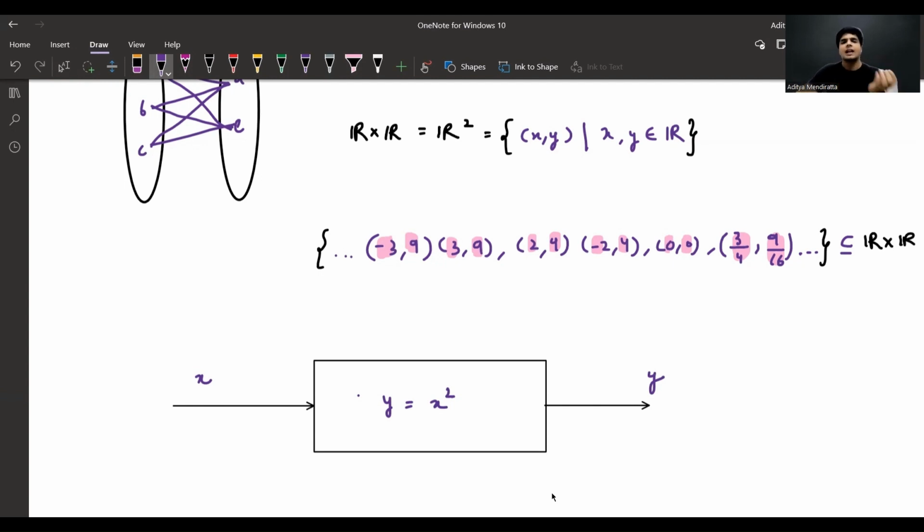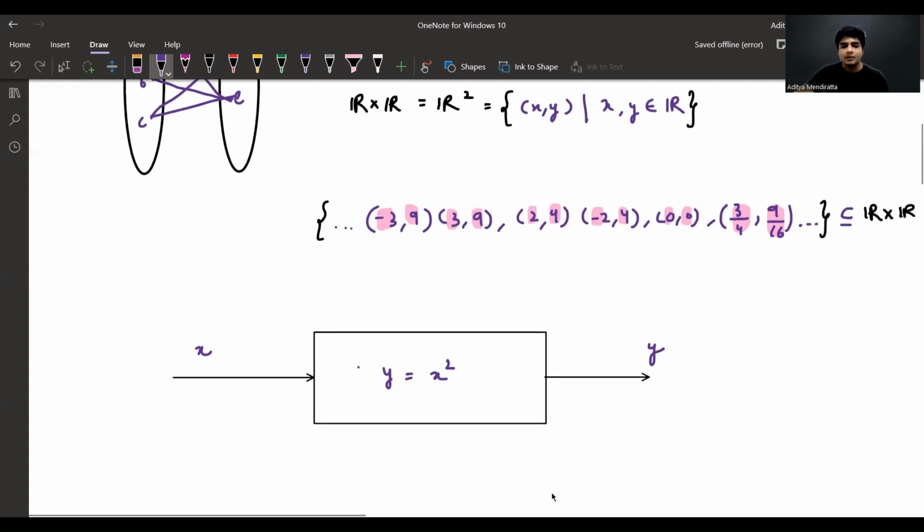If I put 3, I'll get 9 again. That is possible. If I throw in two different inputs, I may get the same output, right? But if you think about it, if you throw in the same input, can you get two different outputs? No, right? That's not possible. Keep that thought in mind.